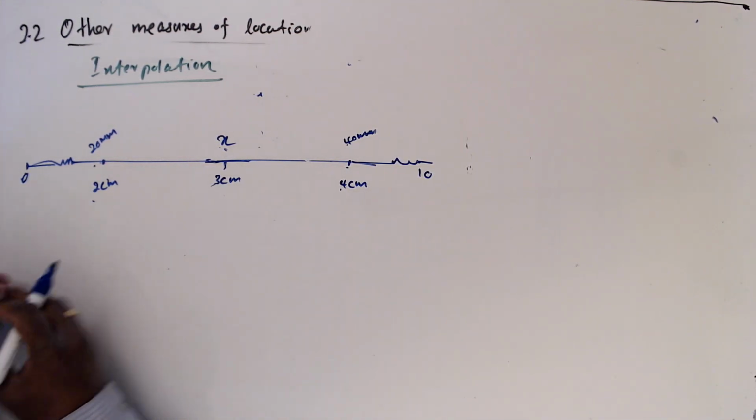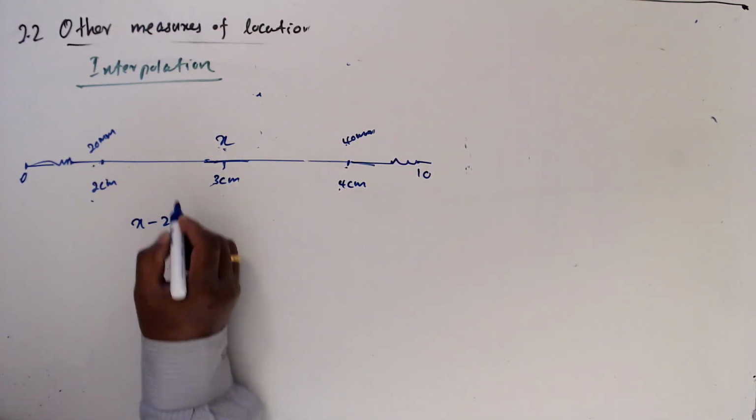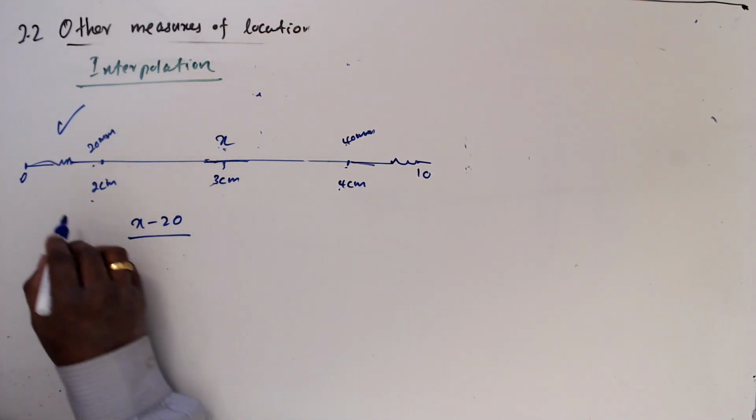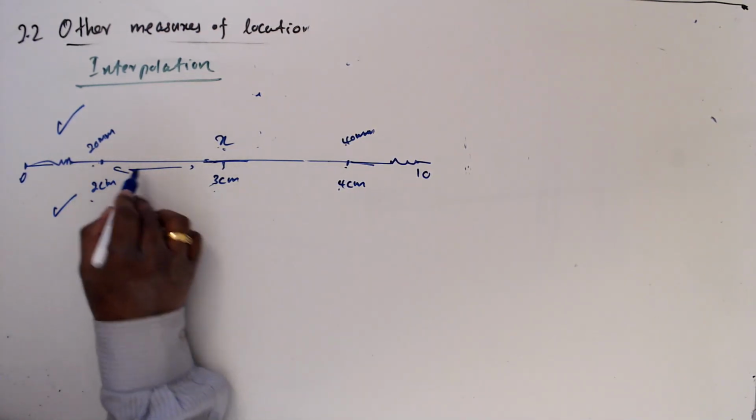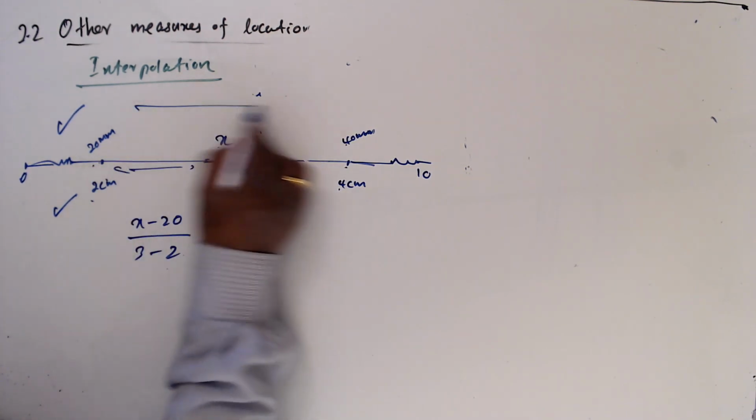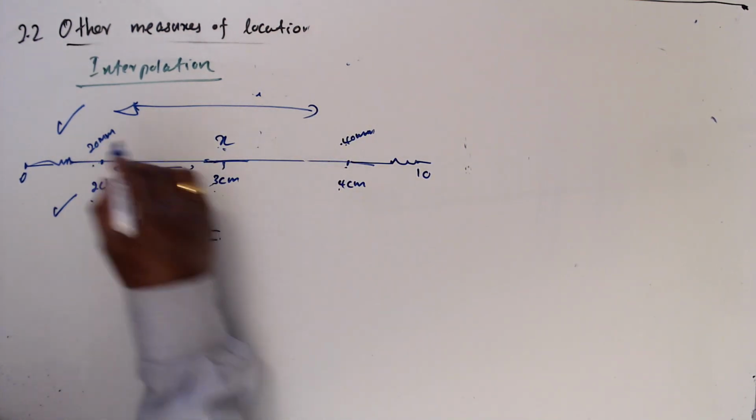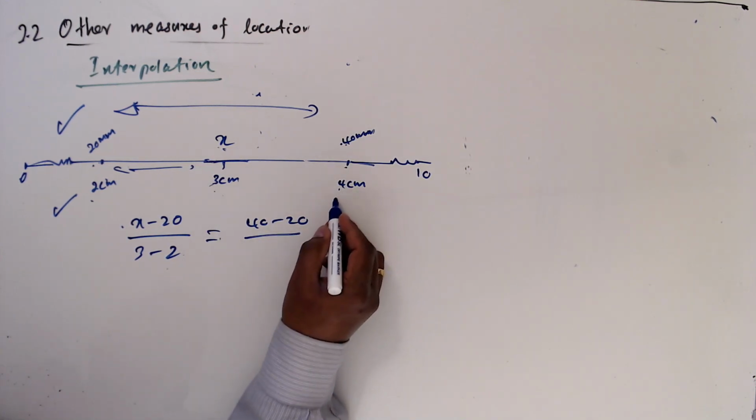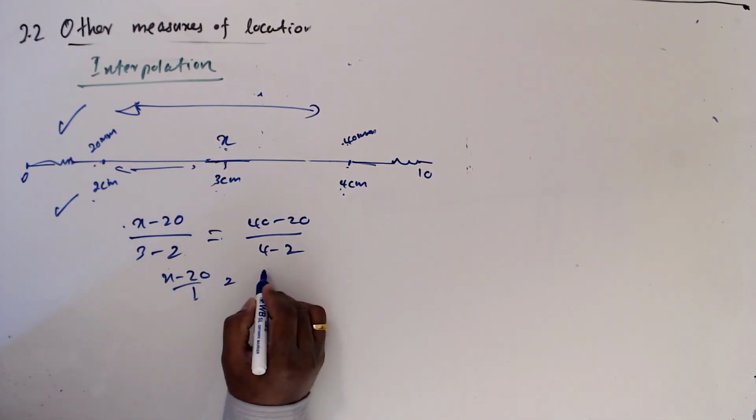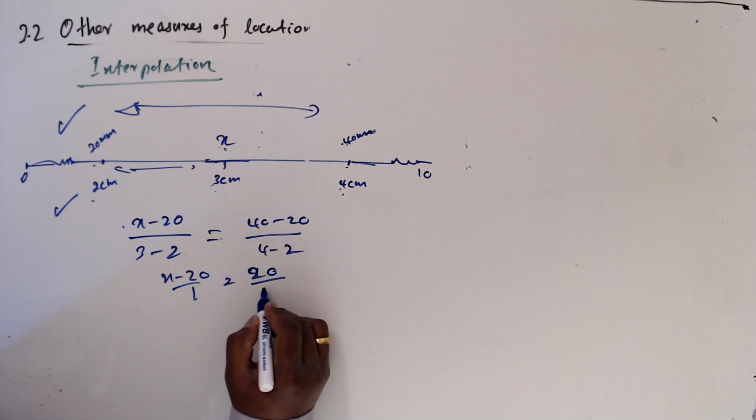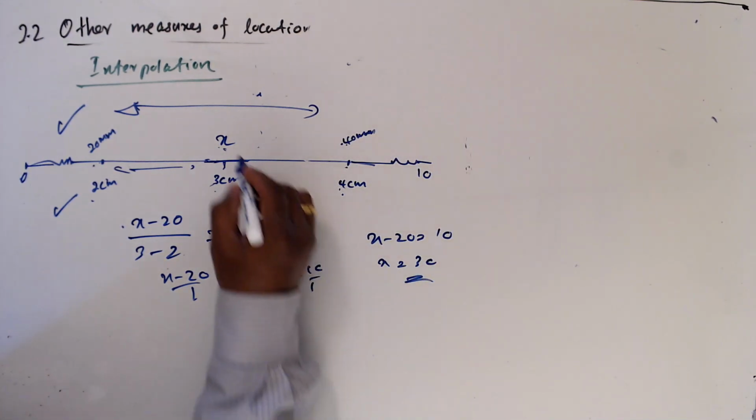So what do you want to do when you set up this one? You write x minus 20, you pick up from top, then you pick up from bottom: 3 minus 2, the same distance, this distance. Then equal, pick up the long distance to avoid x. We pick up from top first, then it has to be top again: 40 minus 20, and then the bottom, 4 minus 2. So this is x minus 20 over 1 equals 40 minus 20, 20 over 2, which is 10 over 1. So x minus 20 equals 10, x equals 30, 30 millimeter.